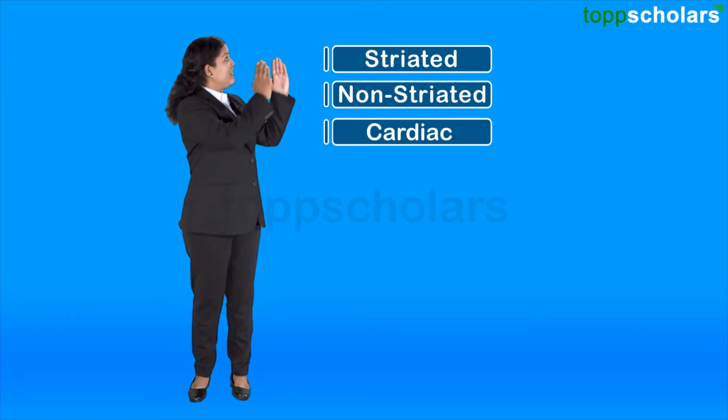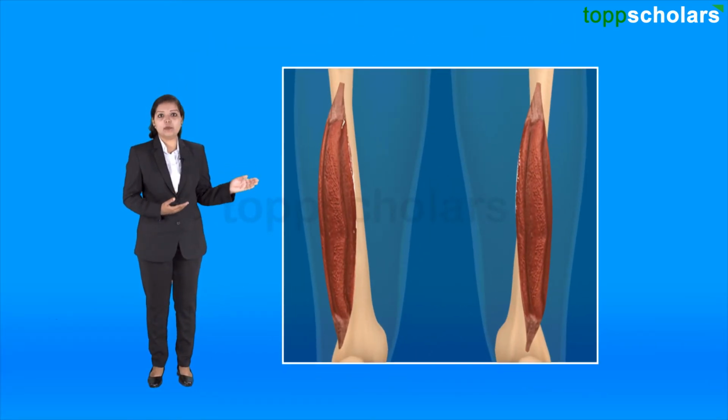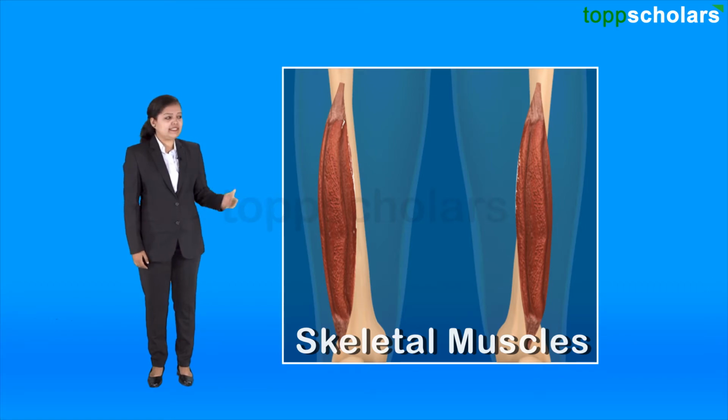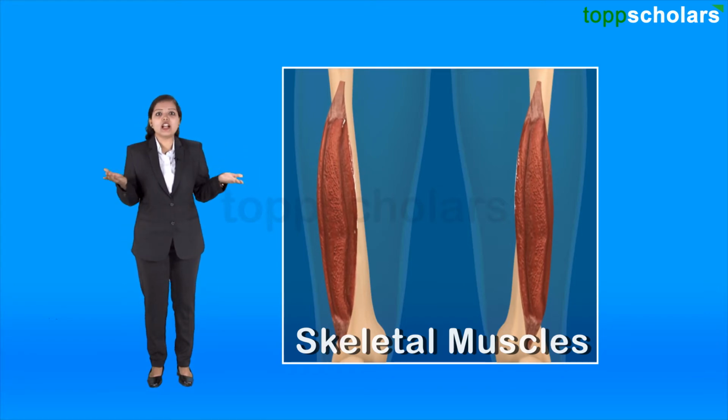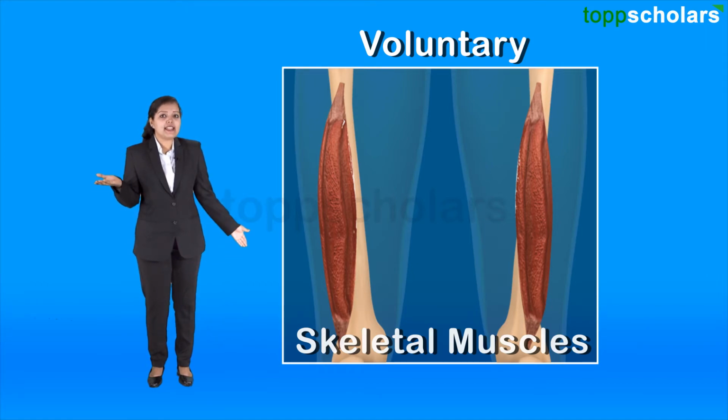Let's move on with the striated muscle. These muscles are attached to the bones and thus are called as skeletal muscles. That is, they are attached to the bones by tendons. Moreover, the movement of these muscles are under our control. That is, they are voluntary. It means that we can move our hands and legs the way we want and whenever we like.